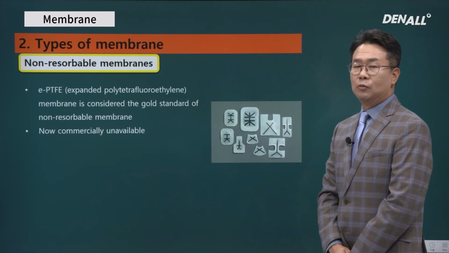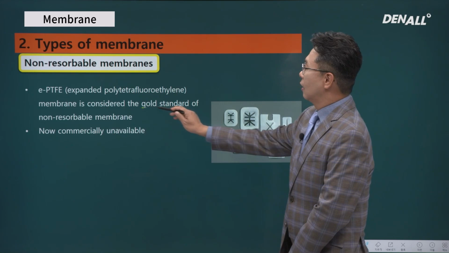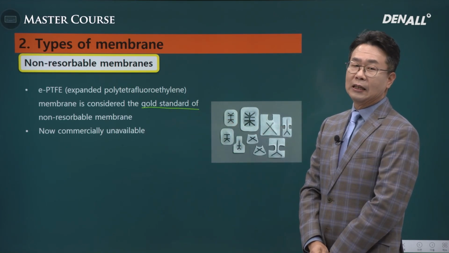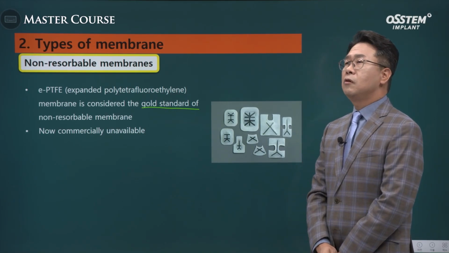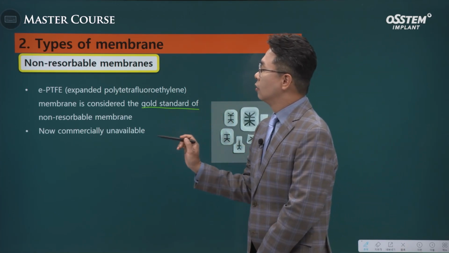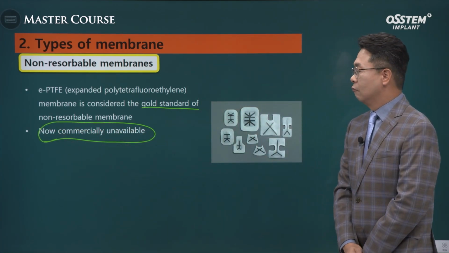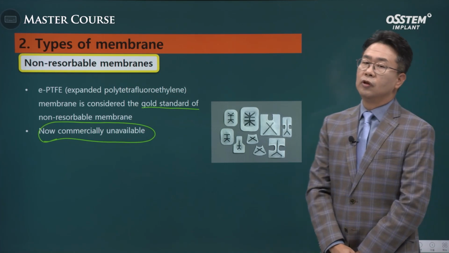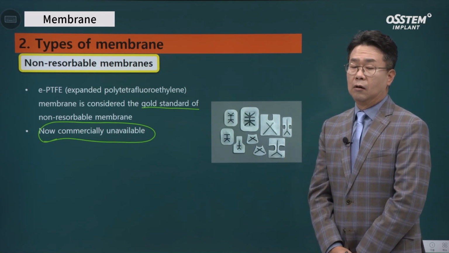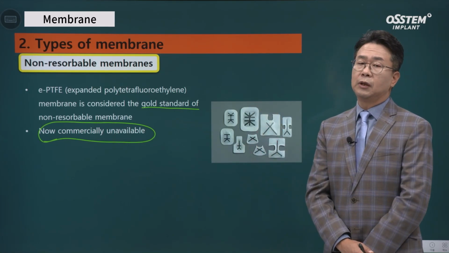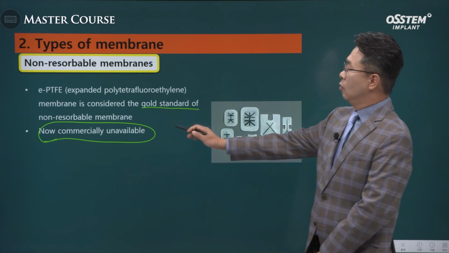ePTFE membrane is an abbreviation of expanded polytetrafluoroethylene membrane. This is considered the gold standard of non-resorbable membrane. I don't exactly recall when, but since the late 2010s, it is no longer manufactured. It is now commercially unavailable. If you look at the literature, many say ePTFE is good, but clinically speaking, there are many difficulties such as cost and the ability to manipulate it.